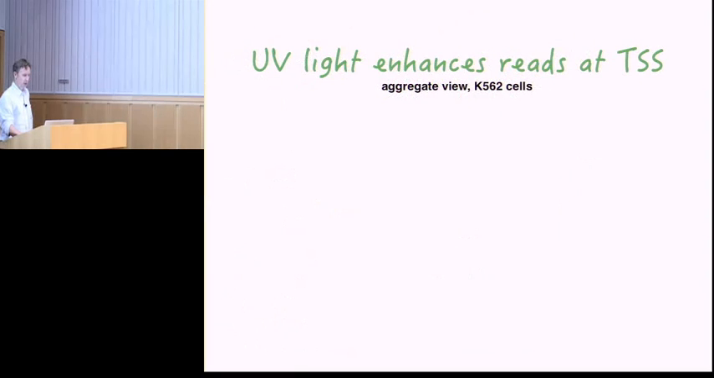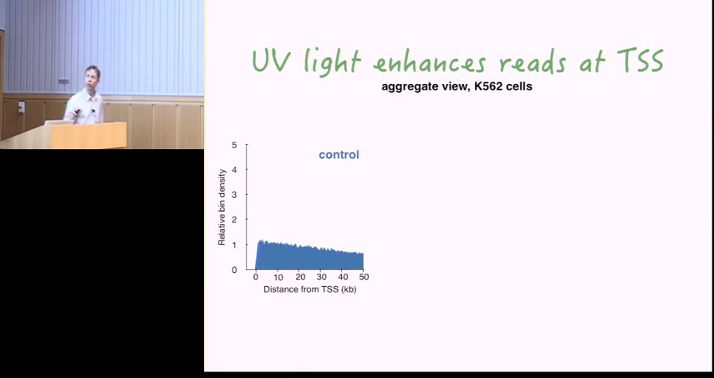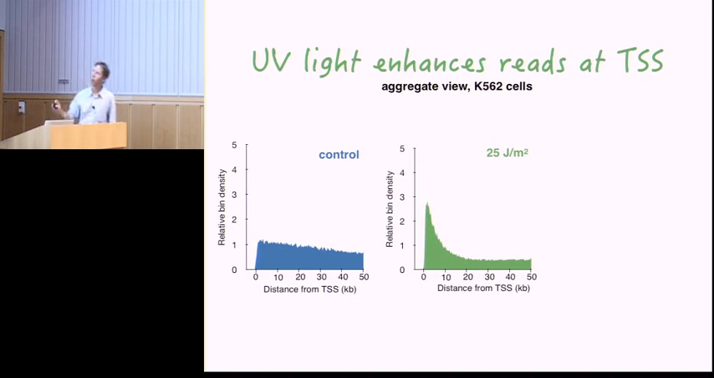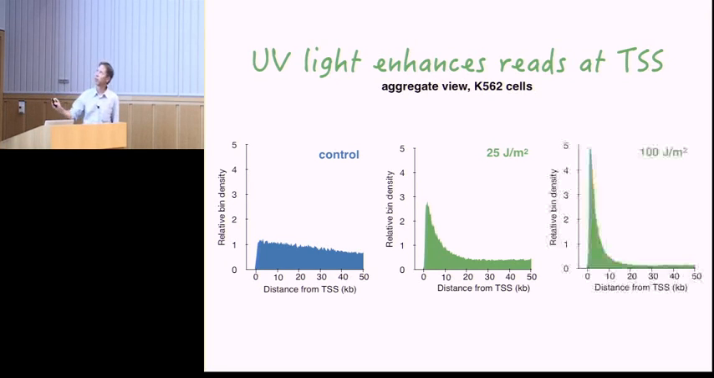So is that true? Here again is an aggregate view. We're looking at genes at least 50 kb long, and they're all aligned at the transcription start site. This is just the nascent RNA from Bru-Seq. You see reads into the gene bodies. If we now UV irradiate right before we label, so we give them 25 joules, which introduces a lot of these breaks, you get a redistribution of the reads. There are fewer reads in the body of the gene, and that allows for more reads in the beginning of the gene. And if you go to a higher dose, you see this even more dramatically.